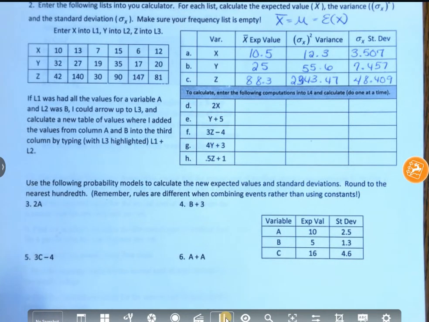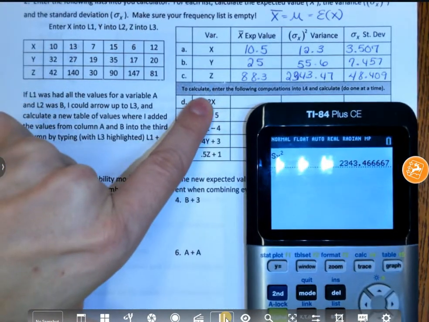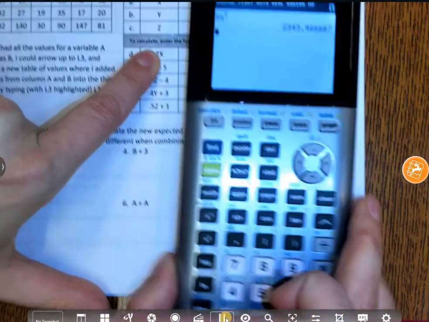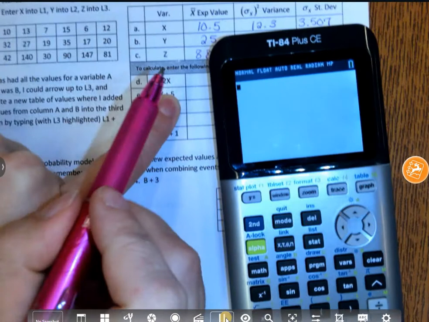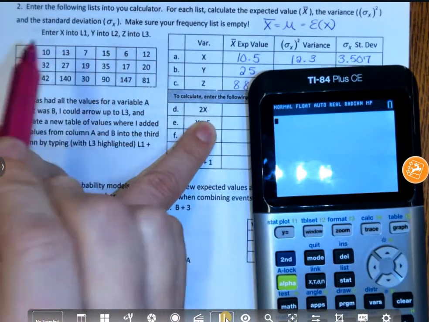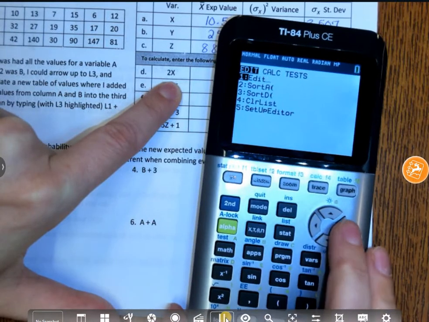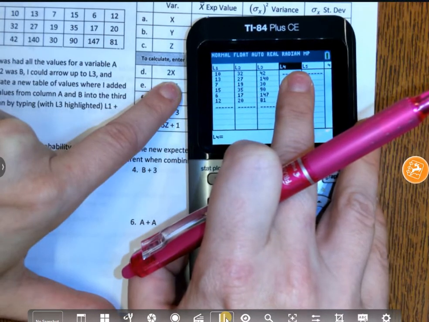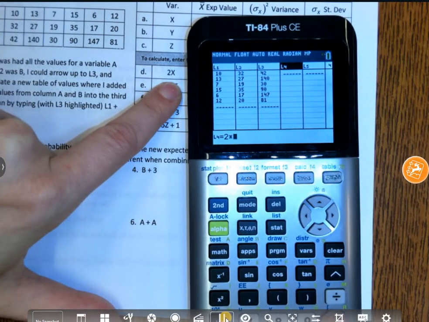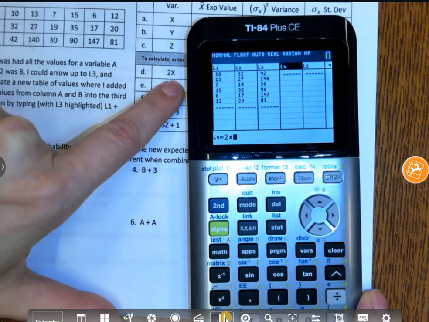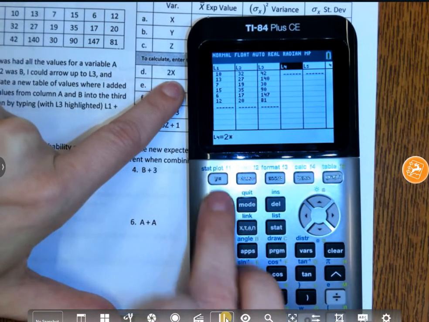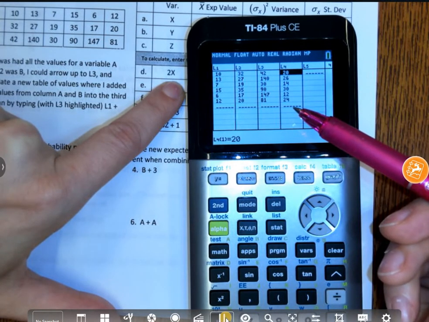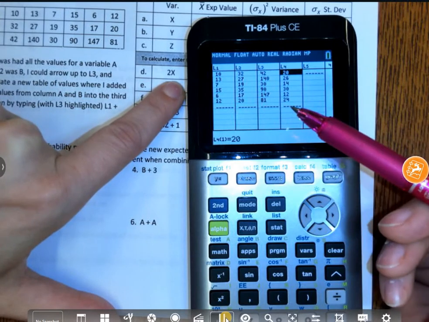All right, now what we're going to do. You can see here the instructions. To calculate, enter the following equations into list 4 and calculate. So rather than actually multiplying everything in my first list by 2, I can go to stat, edit, and in list 4, I arrow up to list 4, and I'm going to put 2 times, where is my x? List 1. And it will do all of that for me.